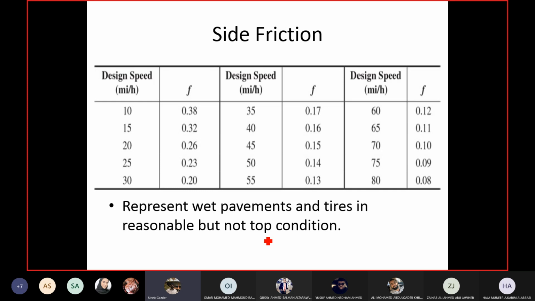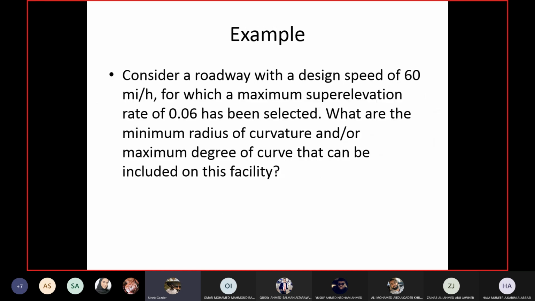Because the top condition is again an extreme and it will not happen frequently, we are trying to avoid the extreme condition. So it is wet to some extent. Okay. Let us look at an example.